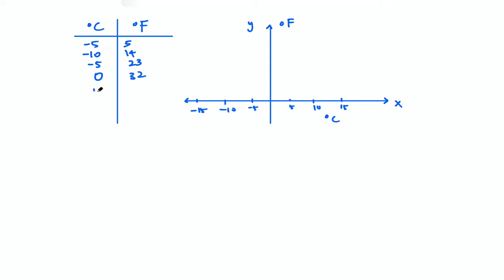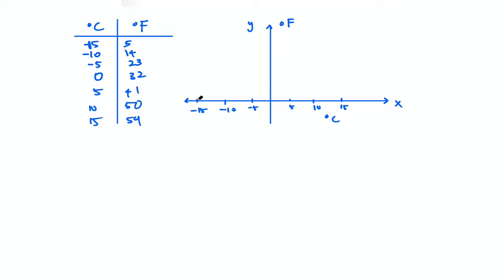Now from here, if I increase by 5, I have to increase this by 9, right? So doing so, I end up getting 41. Then to increase to 10, add 9 to this again, and you get 50. Then 15, add 9 to this, so you get 59.